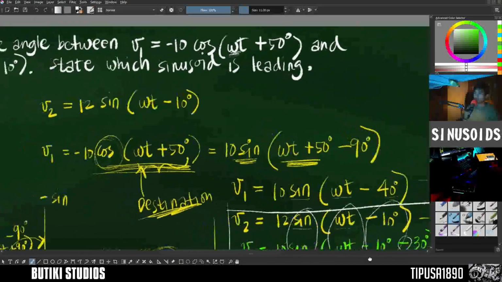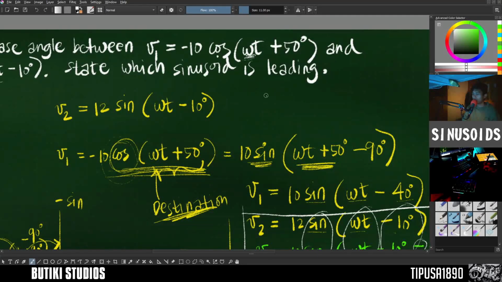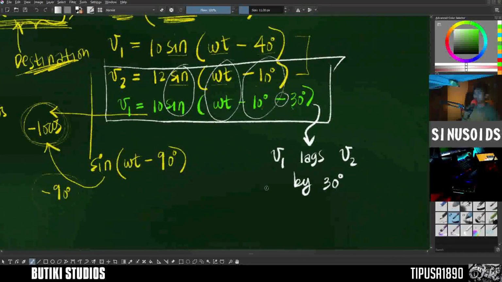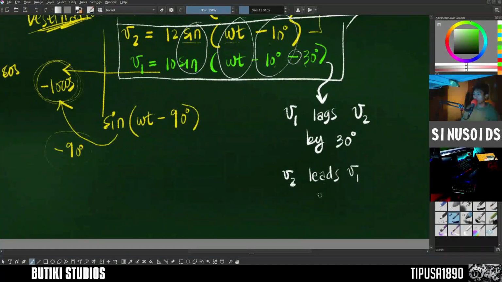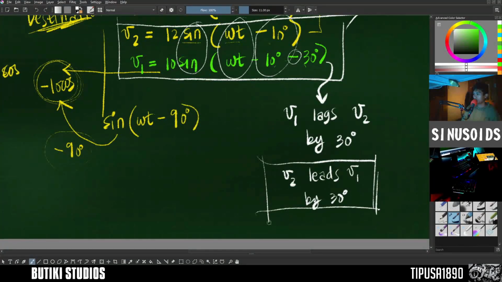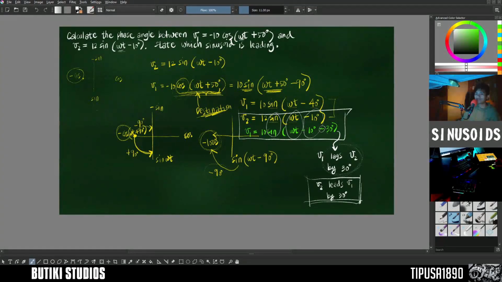But in our question, it states which sinusoid is leading. So conversely speaking, since V1 lags, V2 leads. So you can say also that V2 leads V1 by 30 degrees. So this will answer the question in the problem. You have to be specific because the problem is specific. Otherwise, there is a big chance that you will get a minus on your check. So this is one way of solving this, no?